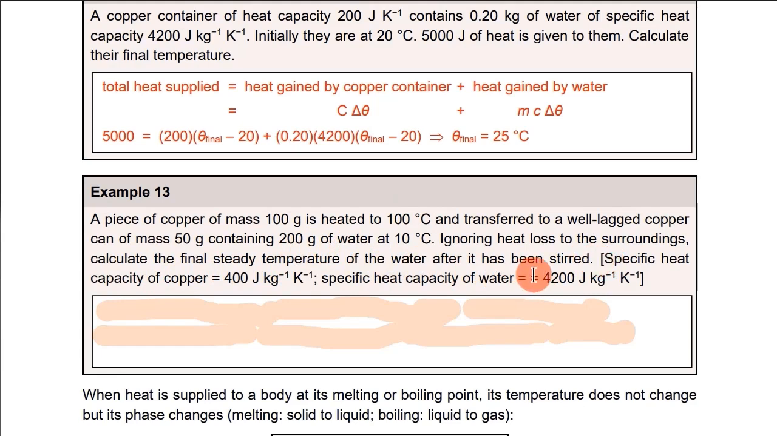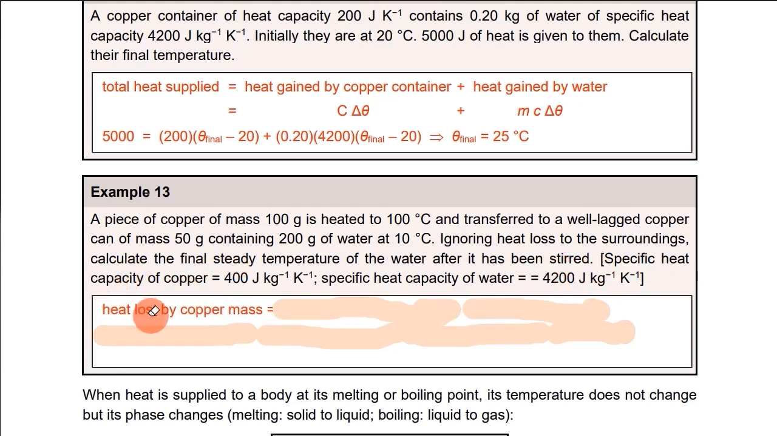If we assume no heat loss, if we ignore heat loss to the surroundings, that means all the heat that is lost by the hot piece of copper will all go into the copper can and the water. None of it is lost elsewhere. We are given the specific heat capacity of copper as well as the specific heat capacity of water. So all these are the small c.